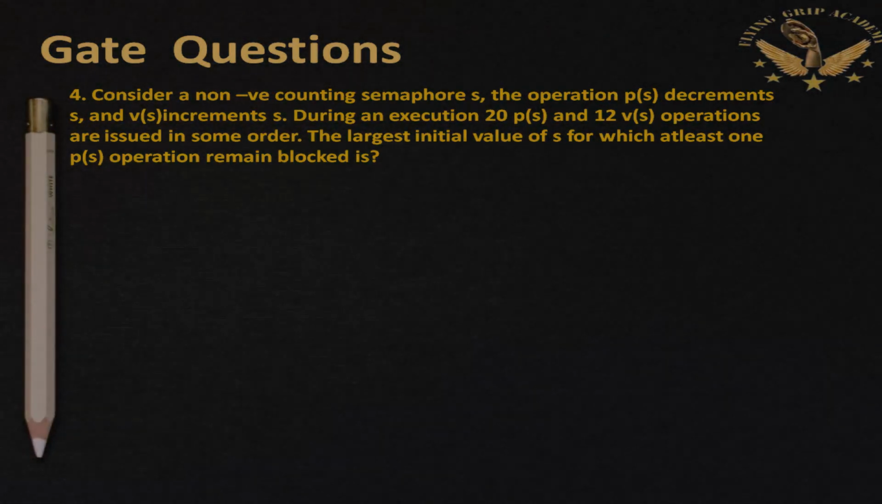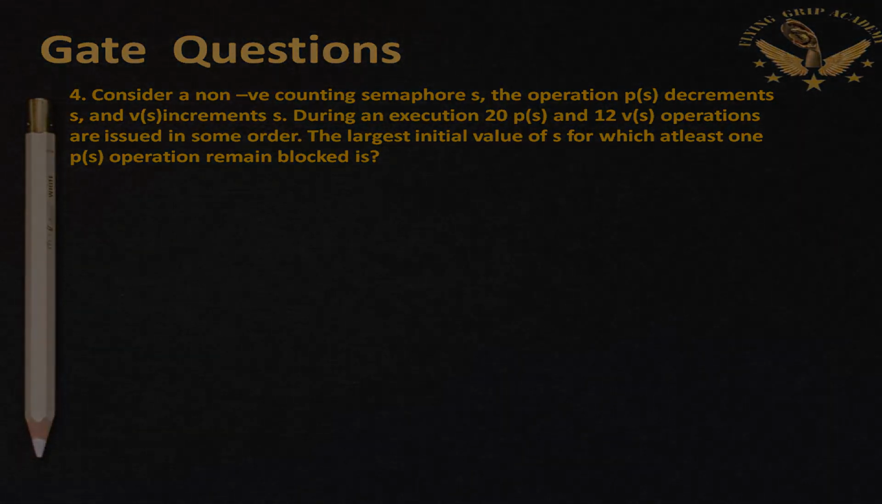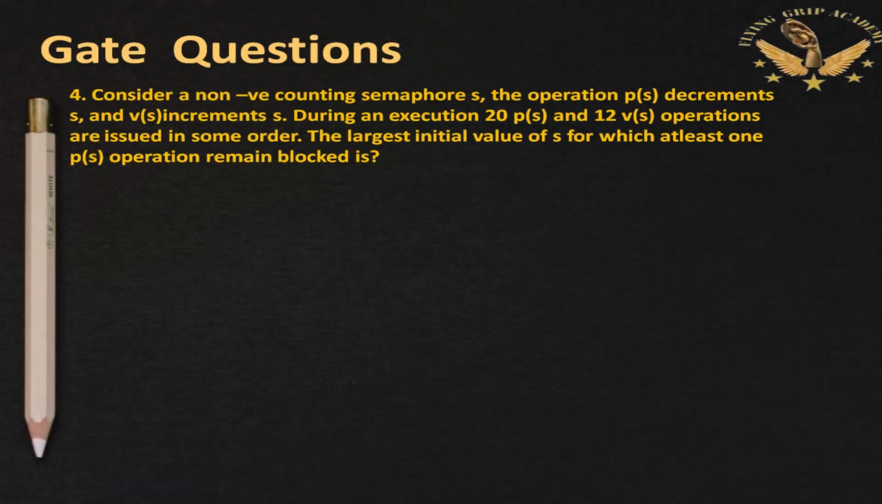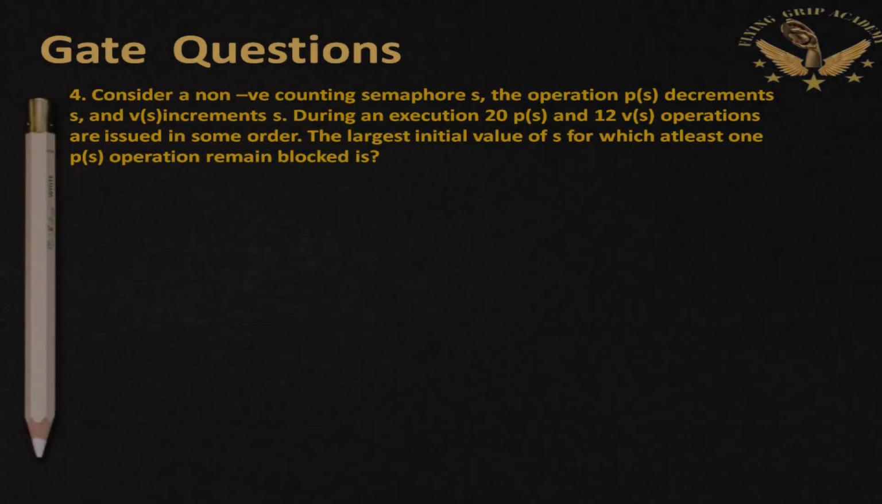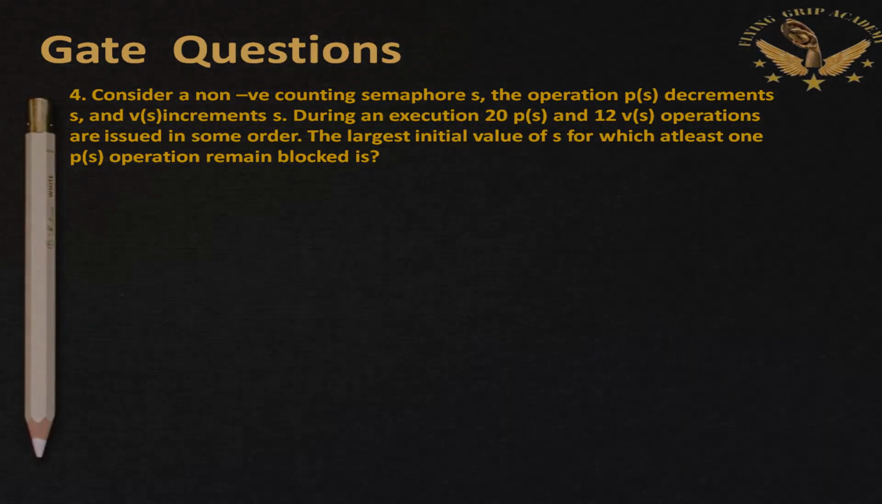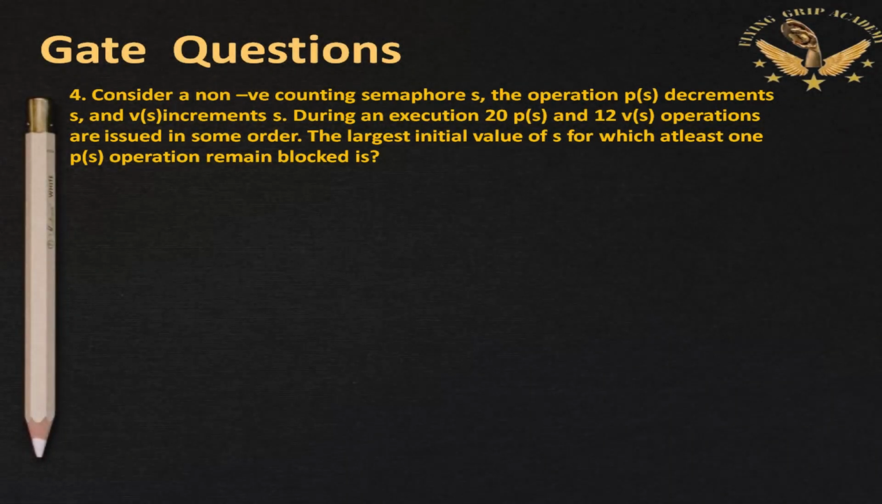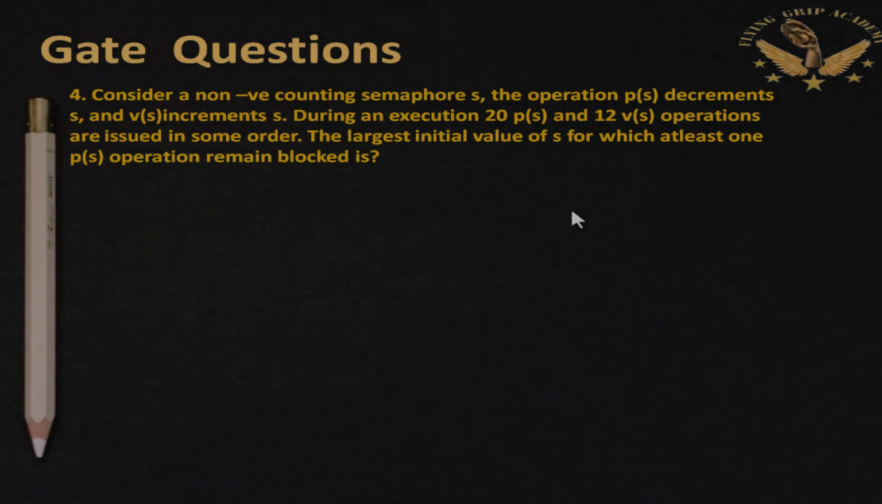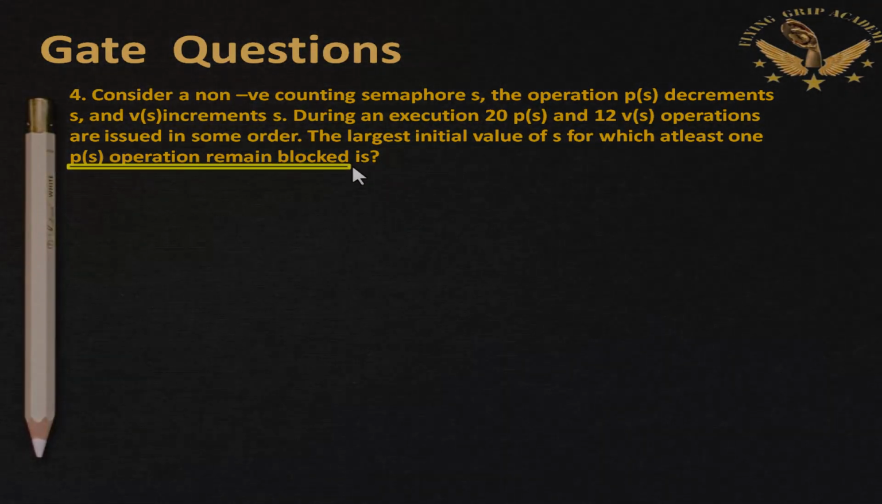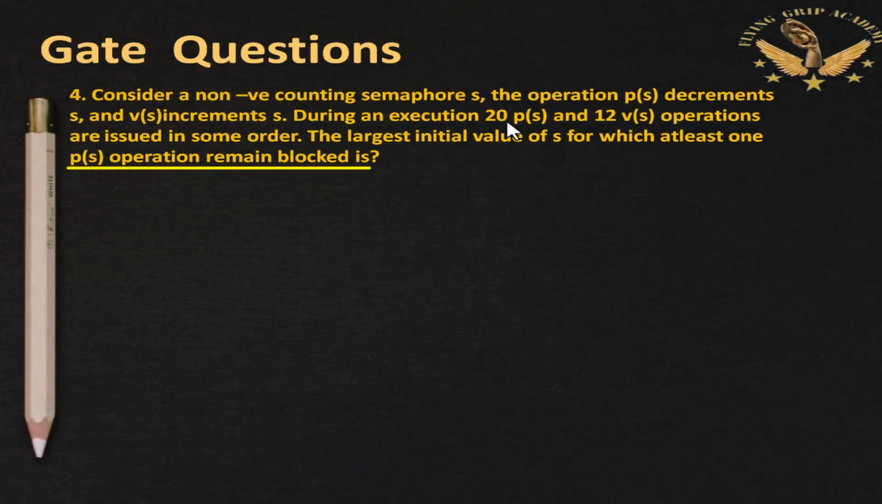Next one, consider a non-negative counting semaphore. The operation P(S) decrements S and V(S) increments S. During the execution, 20 P operations and 15 V operations are issued in the same order. The largest value of the semaphore for which at least one operation will remain blocked. So given a non-negative semaphore, at least one P operation will be blocked. It means among the 20 operations, one operation is blocked.